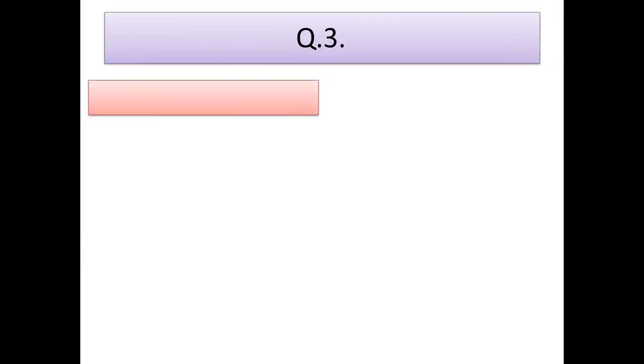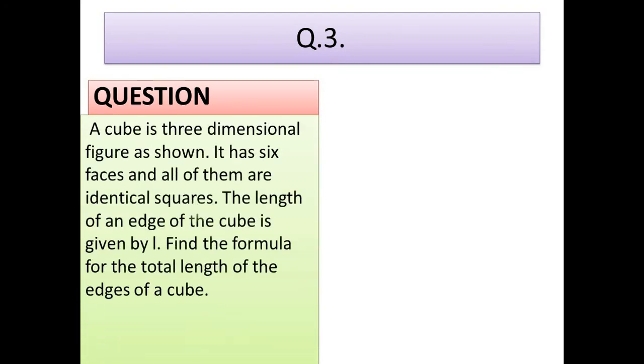Question number 3. Question number 3 says, a cube is a three-dimensional figure. What do you mean by a three-dimensional figure? A three-dimensional figure is a figure having length, breadth and height, whereas the two-dimensional figures have only length and breadth. So we all know that the cube is a three-dimensional figure having length, breadth and height. It has 6 faces and all of them are identical squares.